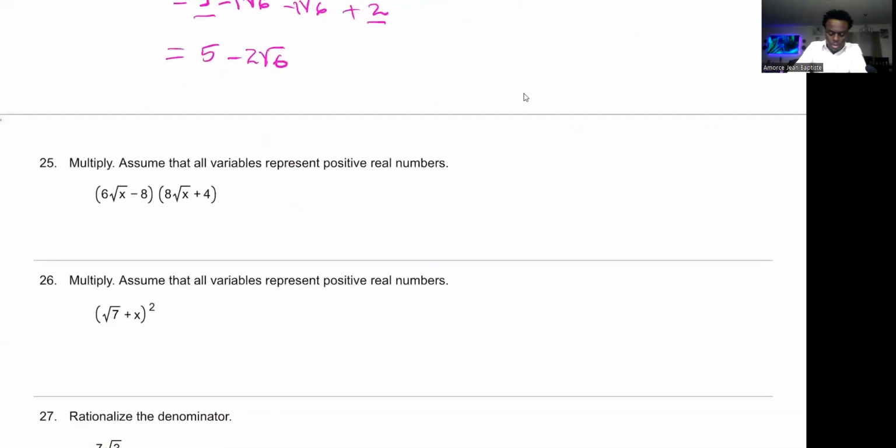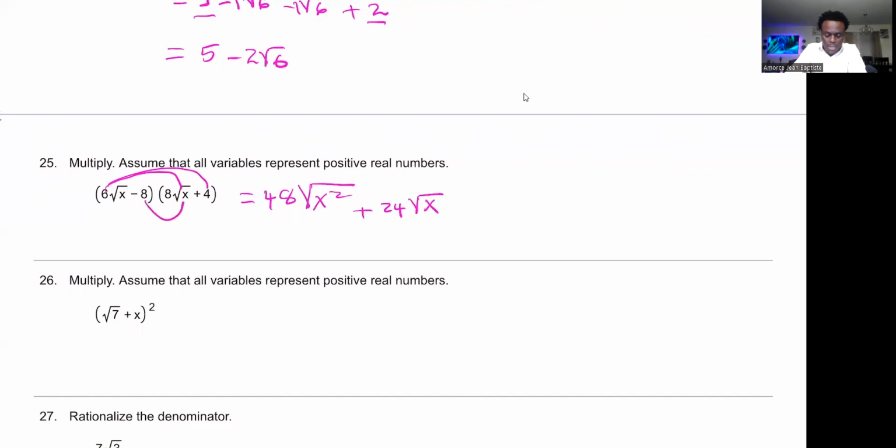Try this. Multiply these two. We multiply outsides together and insides together and keep them at their place. 6 times 8 is 48 on the outside. X times x is x squared on the inside. We multiply these two. 4 has no radical, so it's going to be on the outside, multiplied by 6. So that is plus 24 square root of x.